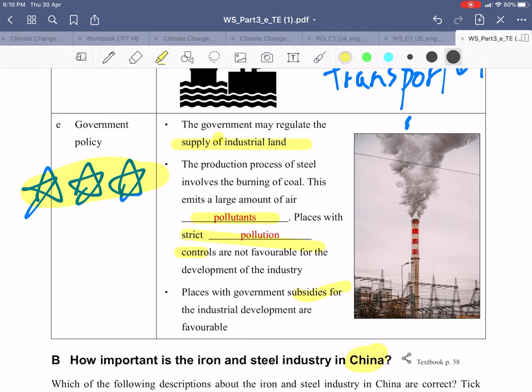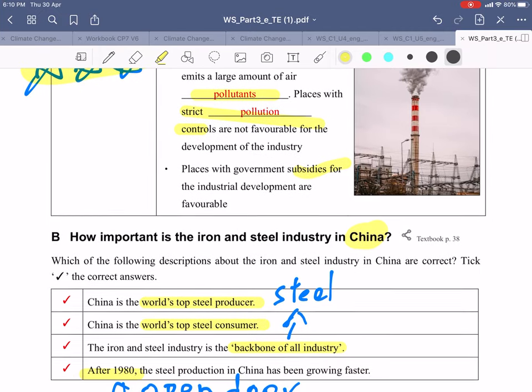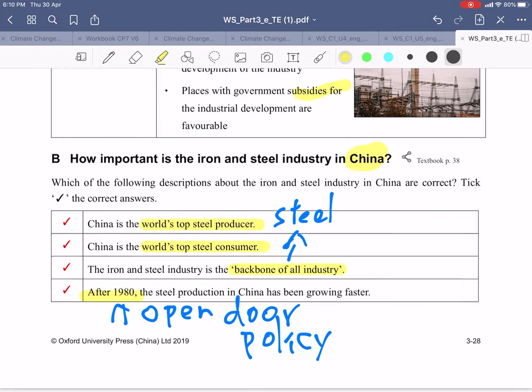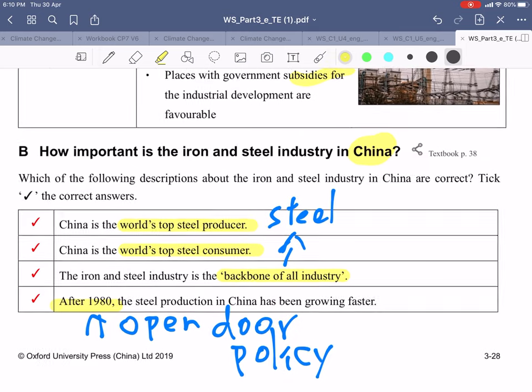plant happen. Okay, so don't just say, oh, Mr. Leung said government is the only factor. I'm not saying this. Okay, government is the crucial factor, and moreover, government can intervene in other factors to make the iron and steel plant take place in the area in regard. Okay, so some basic information.